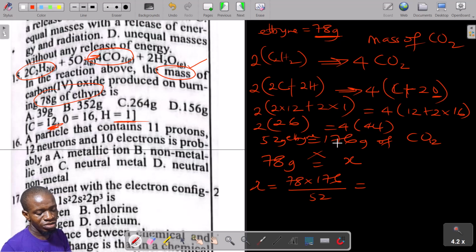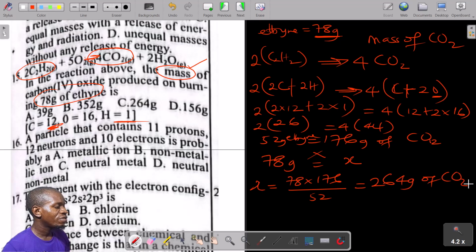Let's look at it. 78 times 176 is going to give me 13728, divided by 52. The answer is going to give me 264. So I'm having the answer to be 264 gram. Gram of what? Carbon dioxide. So you now see the way I solved it, the process that I used. Okay, so that is it.